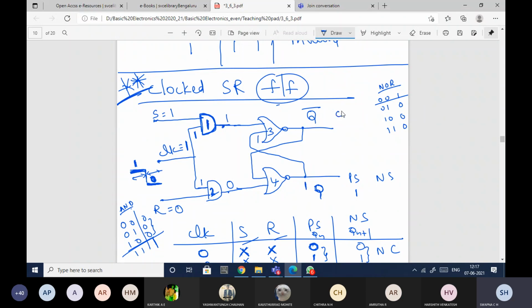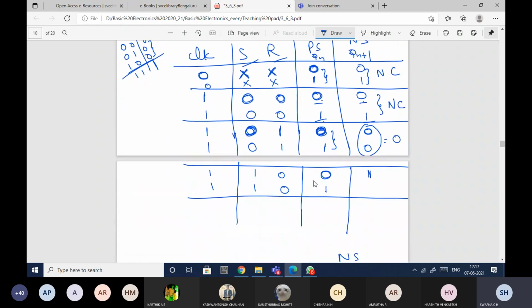So 1, 1, the output will be equal to 0. That 0 will come back here. So 0, 0, the output will be equal to 1. This 1, again it will go here. So 1, 1, the output will be equal to 0. So that 0 will come back here. So 0, 0, the output will be equal to 1. So Q and Q bar are complement of each other. And if the present state is 1, the next state is also 1.